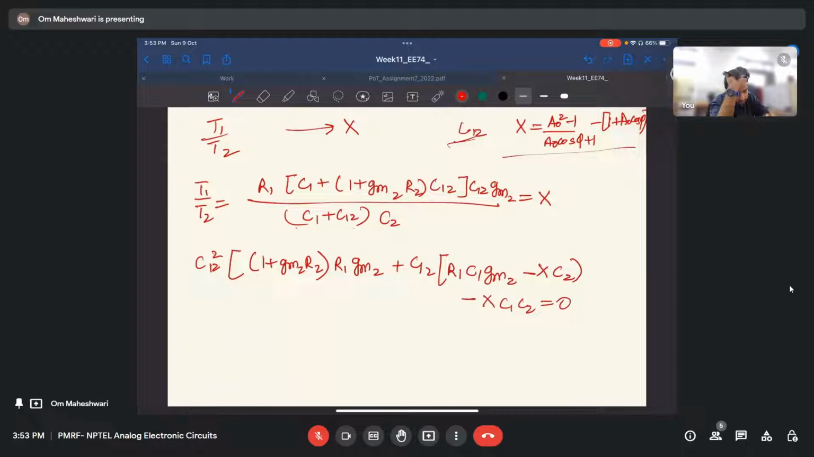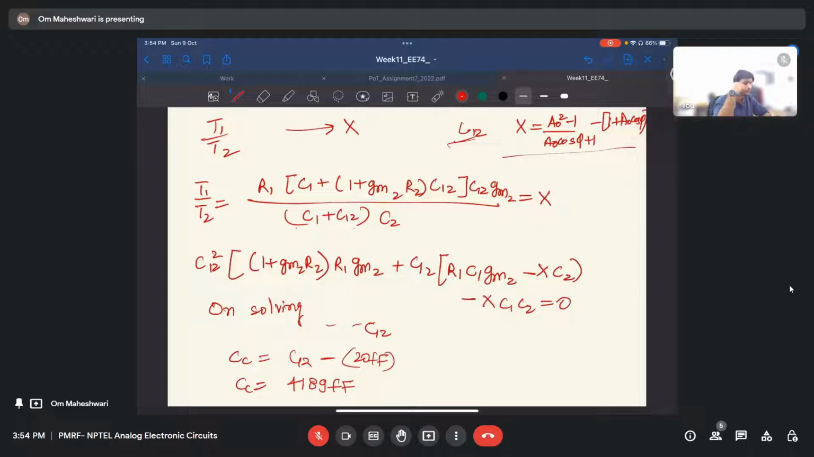So now we have another quadratic equation, and on solving, we'll get some value of C12, and again Cc will be C12 minus the given C12 value is 20 femtofarad, and Cc will come out to be 4189 femtofarad.